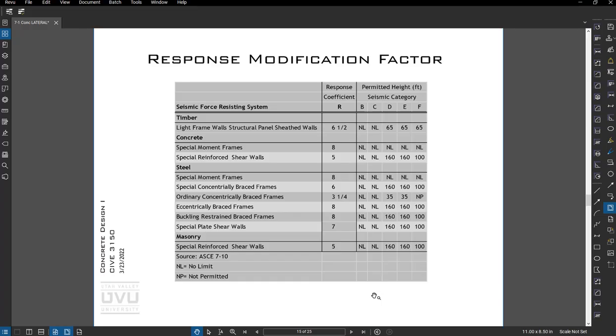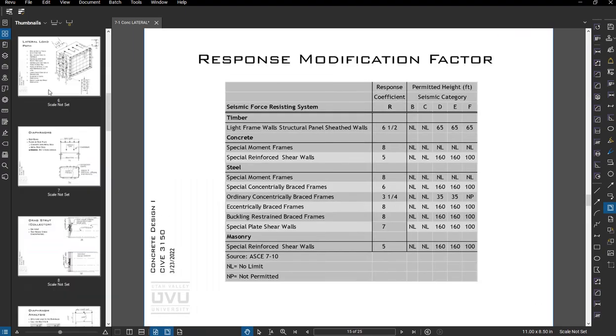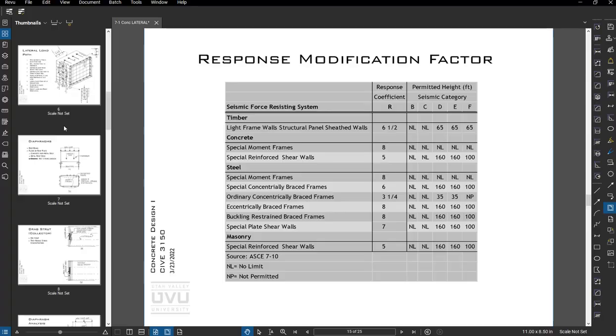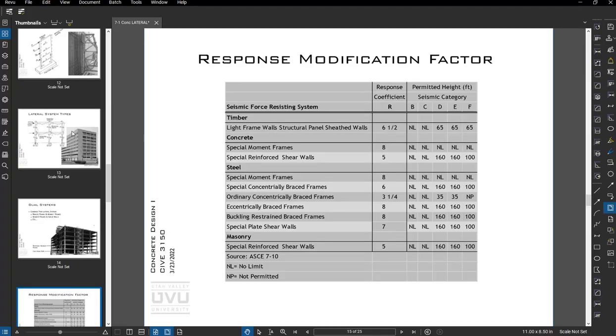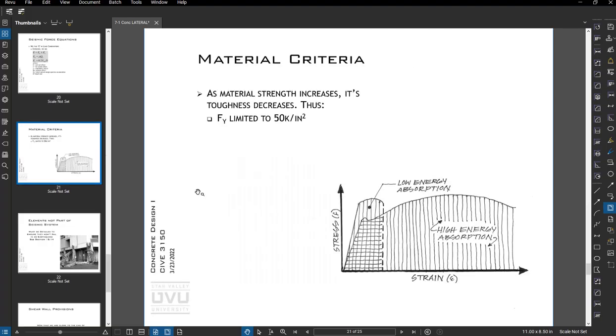Okay, R factors. So for special moment frames in the seismic equation, we would divide by 8. And when we do that, we need to make sure we absorb energy.